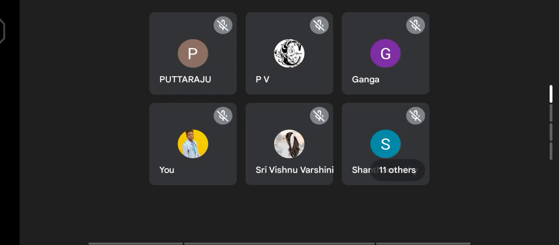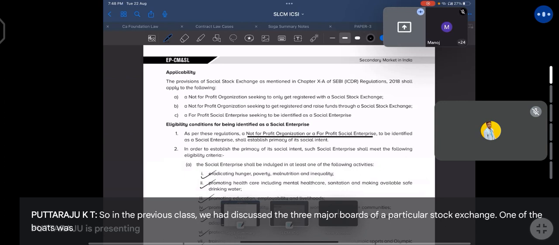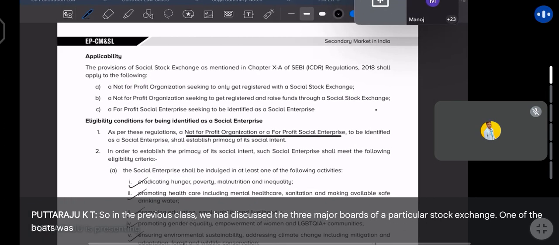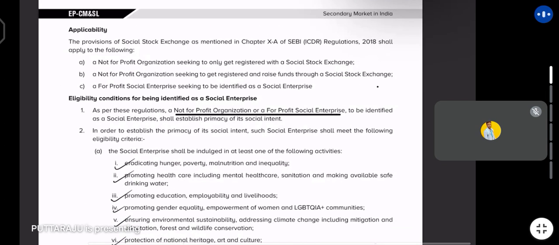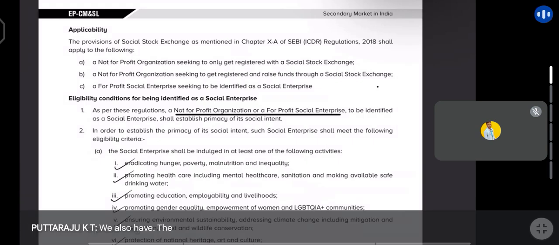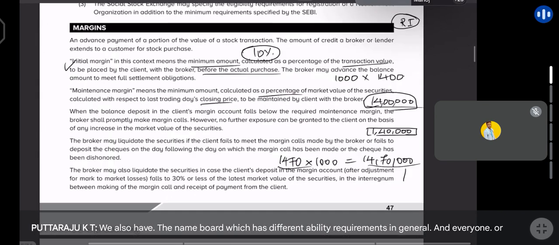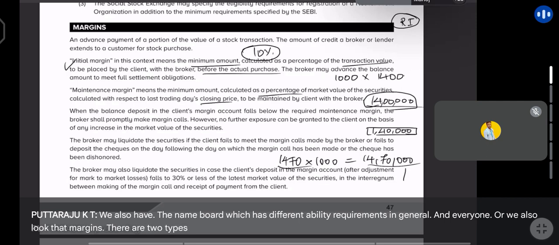particular stock exchange. One of the boards was the main board, which has different regulatory requirements in general. So moving on, we also looked at margins. There are two types of margins: initial as well as maintenance margin.